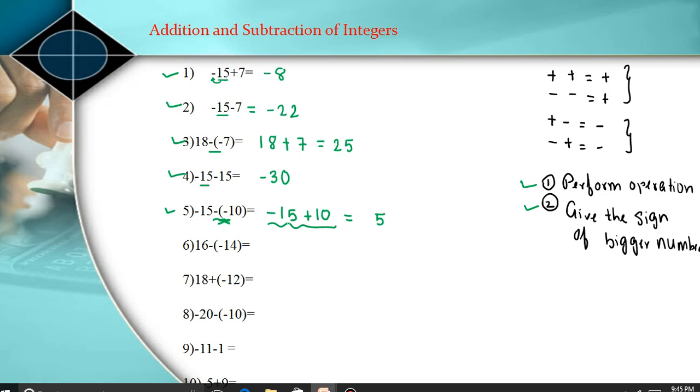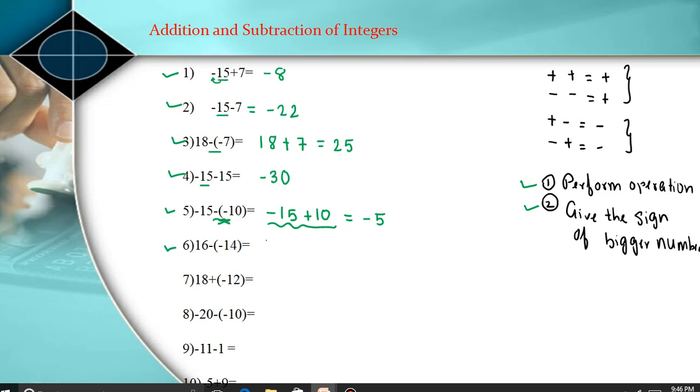Now which is greater? 15 is greater or 10 is greater? 15 is greater. So what is the sign with 15? There is a minus sign. So give here minus sign. I hope it is very clear. See, just you concentrate on the steps. Okay, now solve the sixth one.